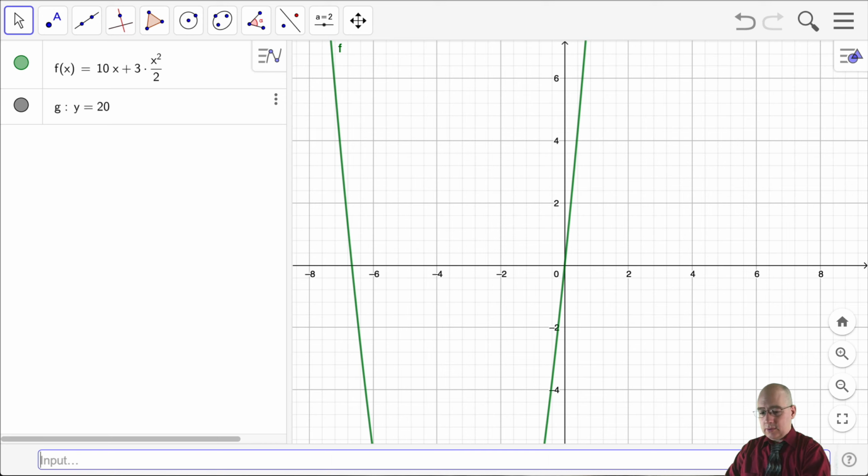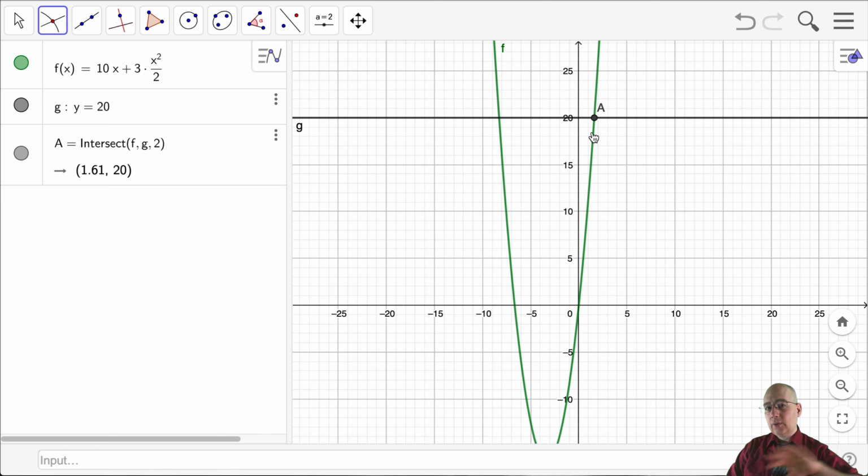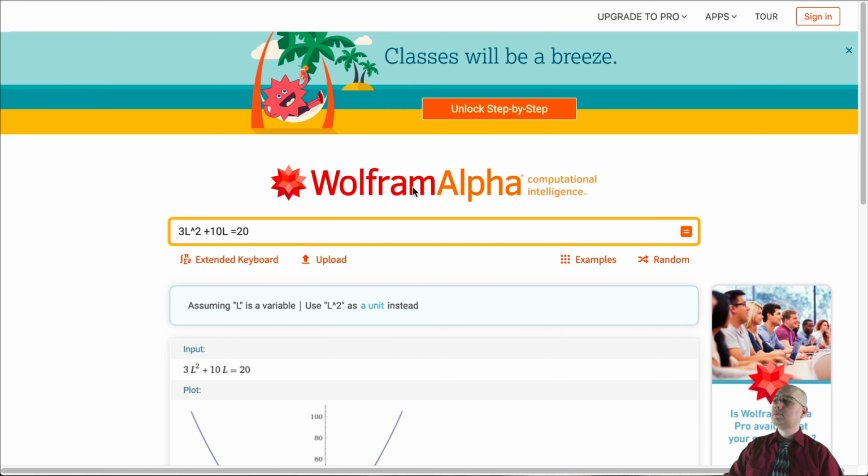Now notice that we have 2 solutions. One is negative. We don't want the negative one. We had our model here. It was to the right. That's what we want. Right? And so that looks like it's approximately, GeoGebra says it's approximately 1.61. All right? And you can get a better approximation here.